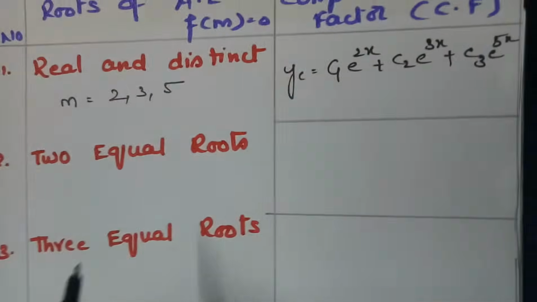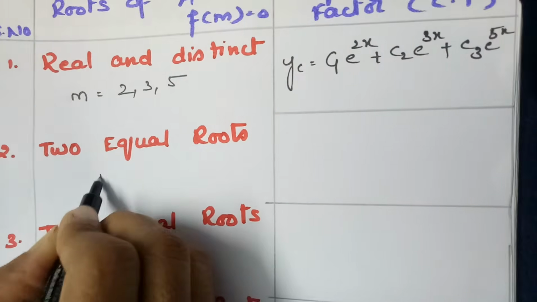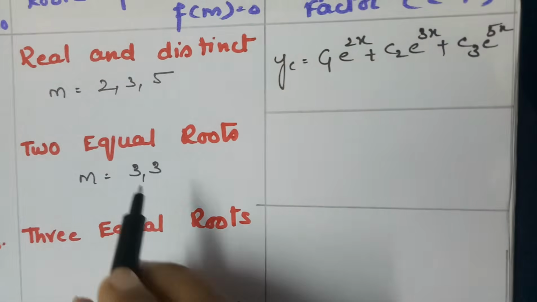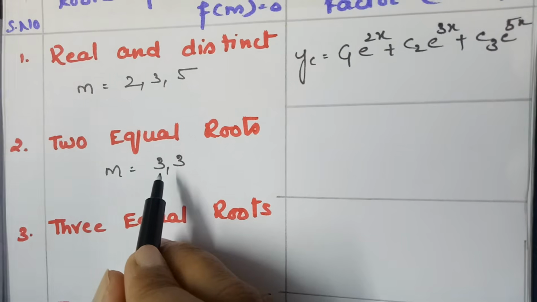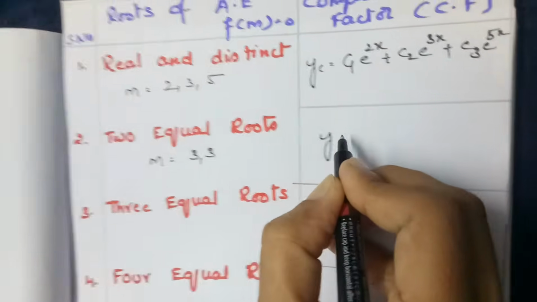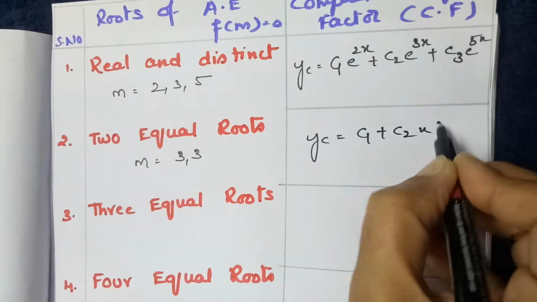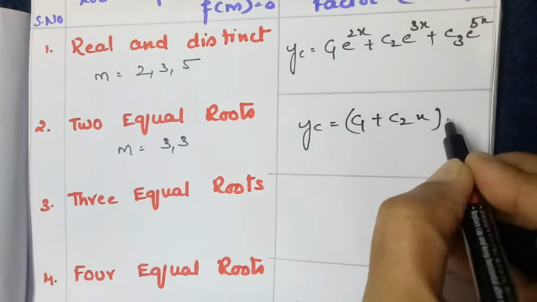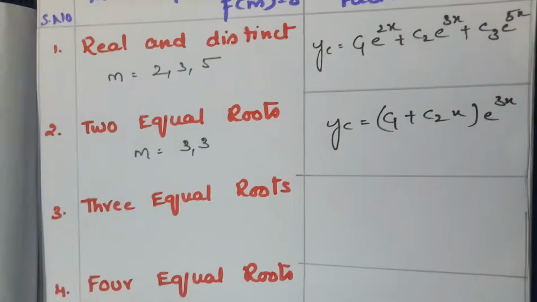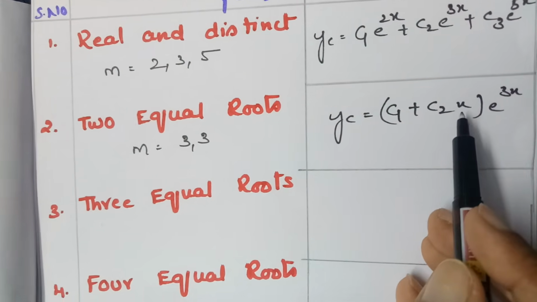If the roots are two equal roots, for example, if I take m is equal to 3, 3, these two are equal roots. How to write the complementary function? See here, the complementary function y is equal to c1 plus c2x into, what is this root? Equal root 3, e power 3x. That is how we have to write. So for two equal roots, there should be a combination c1 plus c2x.